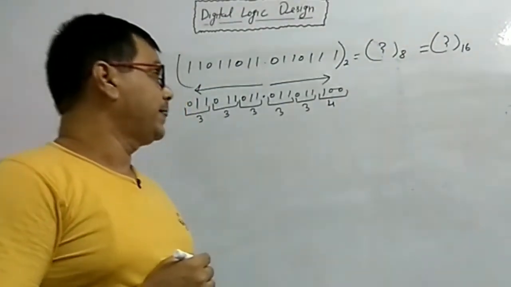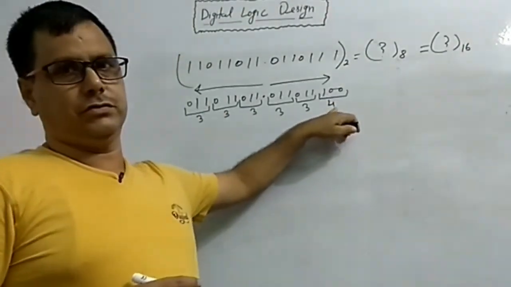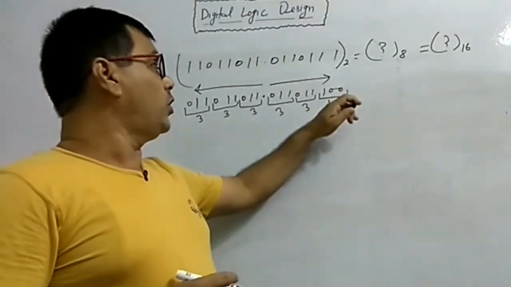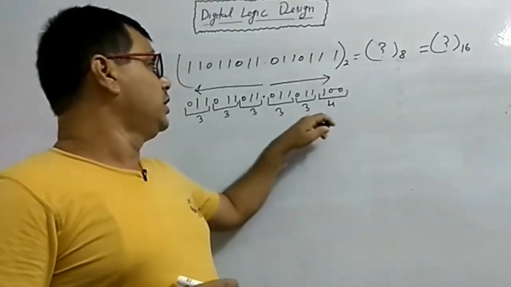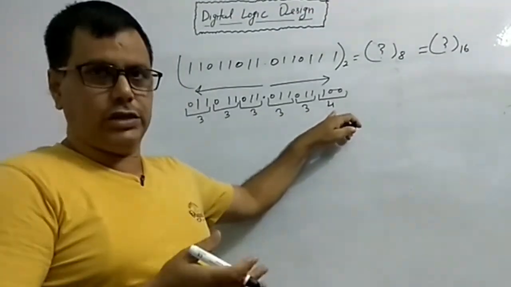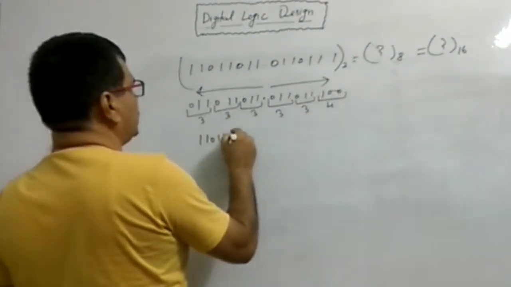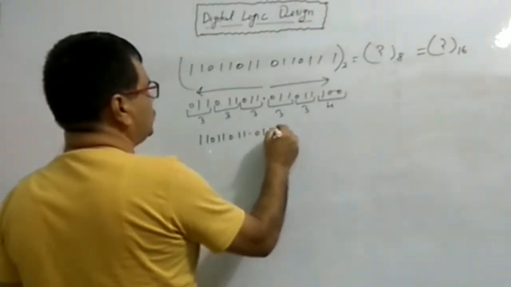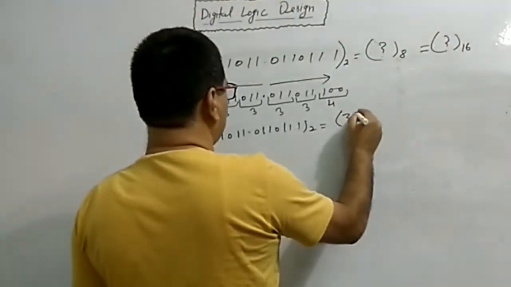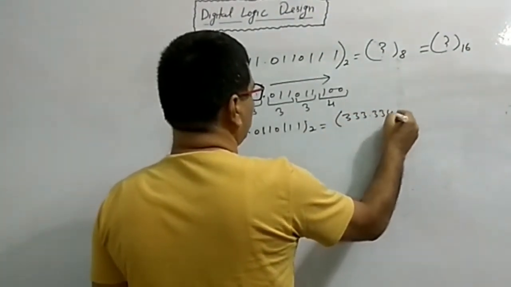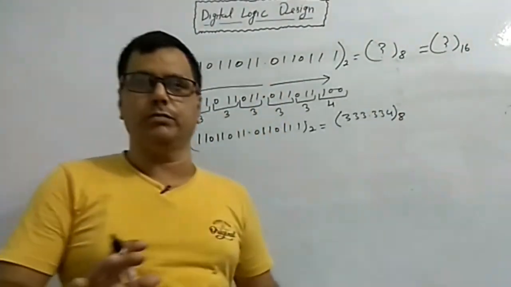Only one was there. But remember, this 4 is a very small number compared to this, because this is 8 to the power 0, this is 8 to the power minus 1, 8 to the power minus 2, 8 to the power minus 3. So we can say 11011.0110111 in the binary number system is equal to 333.334 in the octal number system. The process is very simple.